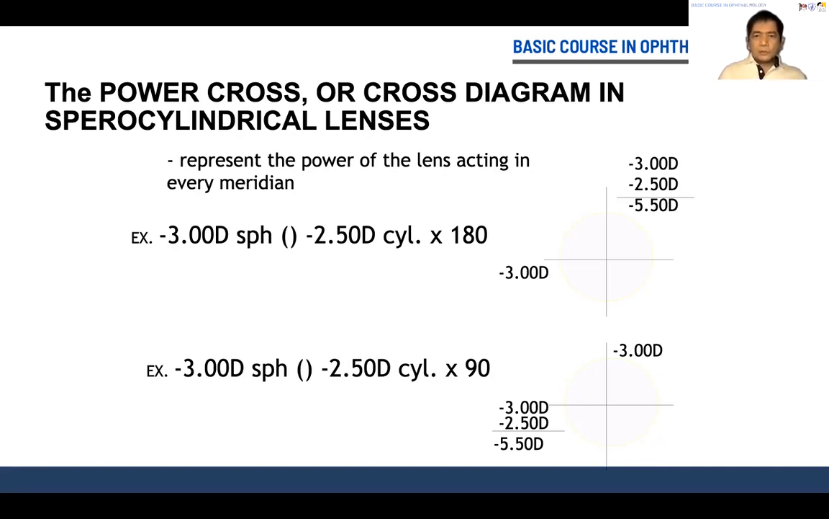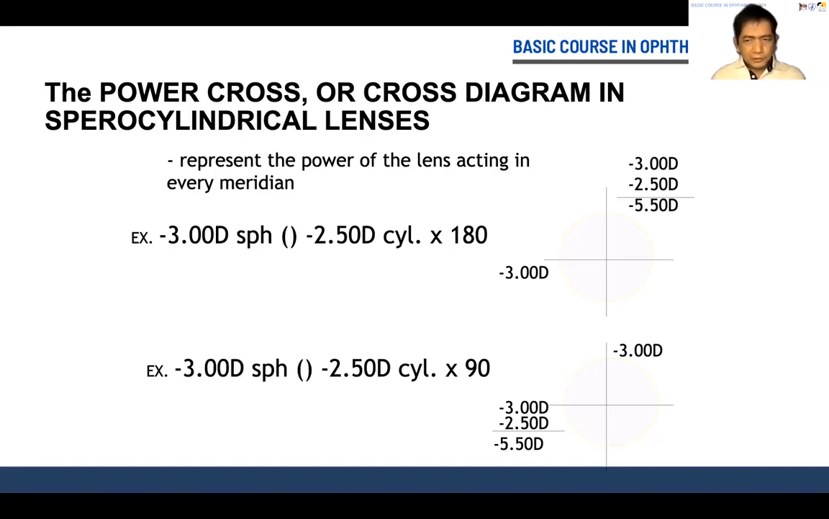Okay. So the effective power in the vertical meridian is the combination of the spherical and your cylindrical. And since they are both minus, adding them algebraically will give you a total power of -5.50 diopters. While in the horizontal, the -3 diopter remains. Okay. What if the axis is 90 in the second example? So again, the -3 diopter sphere is located in all meridians because it is the spherical component of the spherocylindrical lens.